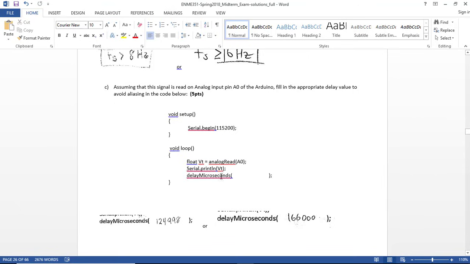Okay, so the math there is saying that I'm sampling at some rate here, right? I've got this analog read going on in this code, and I'm going to sample fast enough so my interval between samples will be slow enough that I will not have any concerns in terms of aliasing.